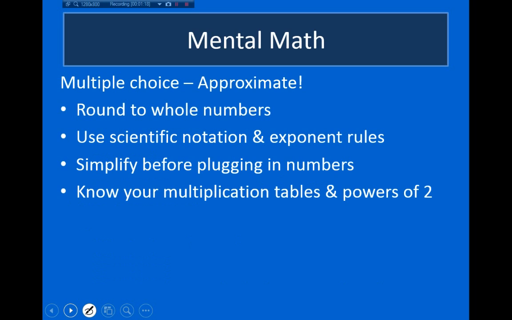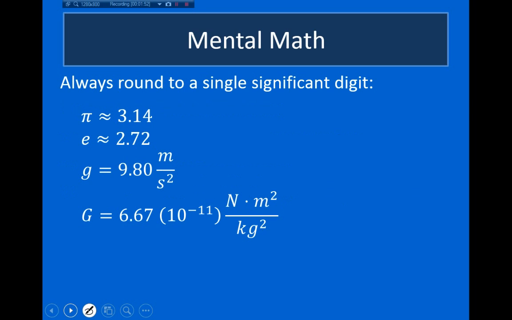So, what are the tricks that we can use on the multiple choice section to help us do our calculations? The biggest thing you can do is approximate. So anytime you have any number, just round it to the nearest whole number. Other things that we can use is we can use scientific notation and exponential rules. Okay? So I'll go over those. Other things we can do is simplify your expressions before plugging numbers into it. It's a very important thing. And then also just knowing your multiplication tables and powers of 2. Powers of 2 maybe not so important, but definitely knowing your multiplication tables is a very important thing.